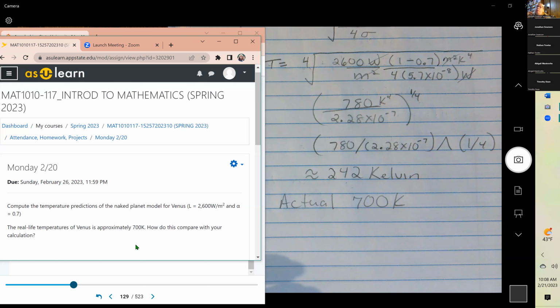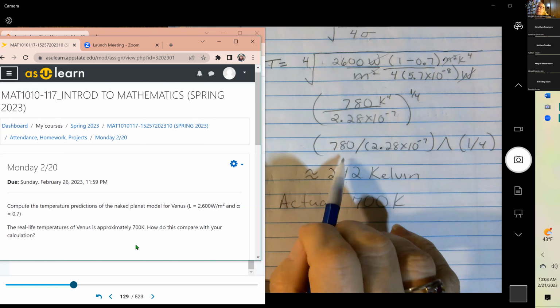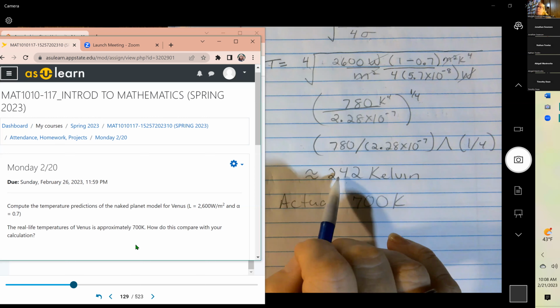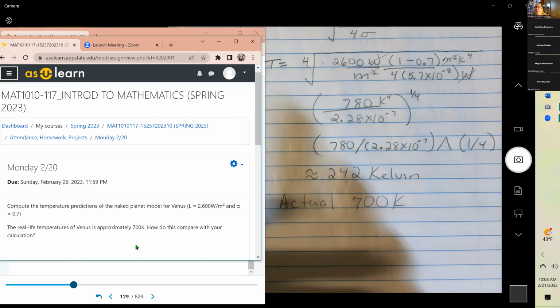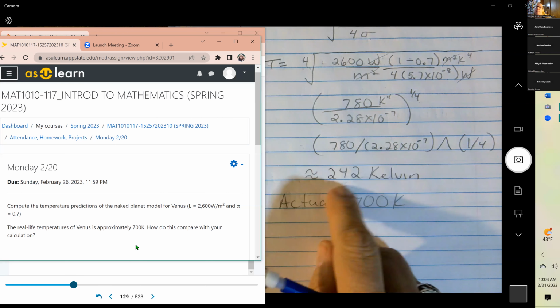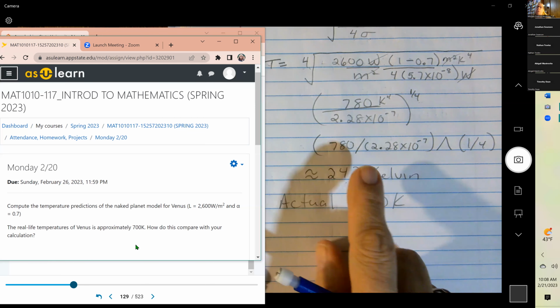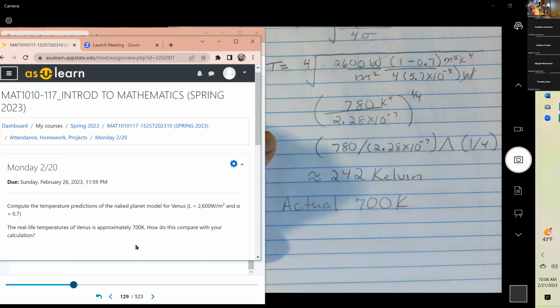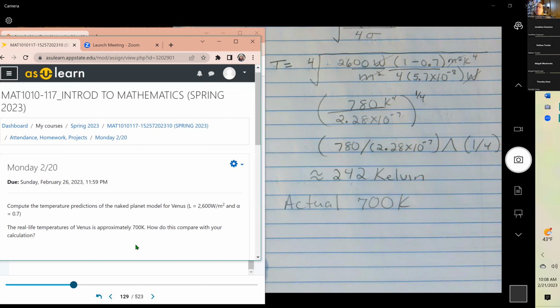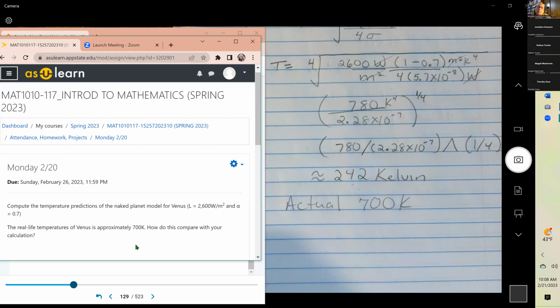So this is just a model. It's not taking into account anything that might be in that atmosphere. So there's something holding in a lot of heat in that atmosphere, and we're just not taking that into account, because this is the naked planet model where it's assuming no trees, nothing, no clouds to hold in the heat. Any questions on that?